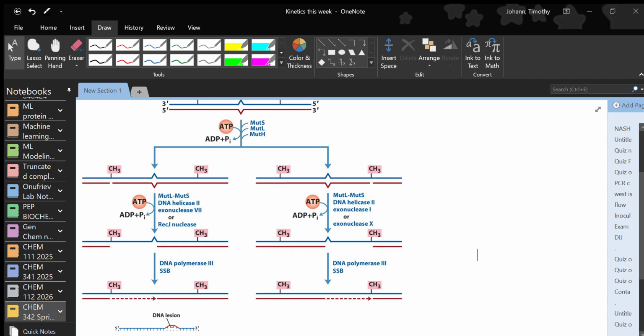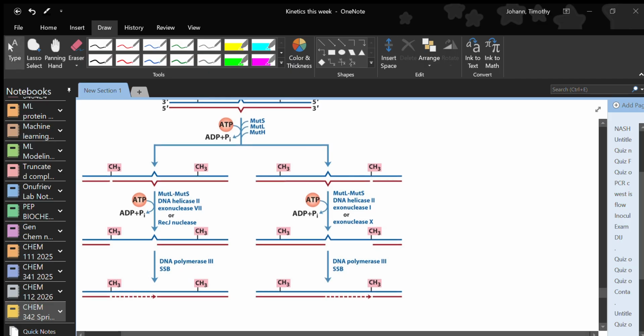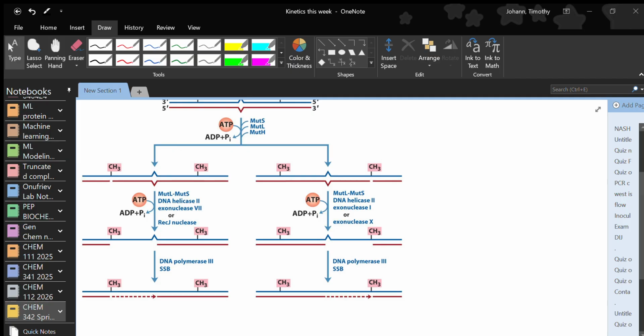Does DNA polymerase 1 also use ATP? What was that? Does DNA polymerase 1 also use ATP? Well, DNA polymerase 1 and DNA polymerase 3 don't use ATP. They use the nucleotides, NTPs. Is that what you're asking? Yeah, I just saw ATP on that figure.